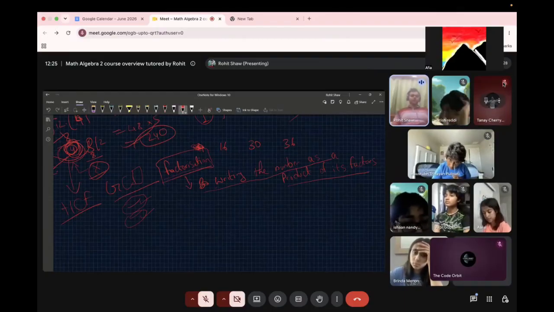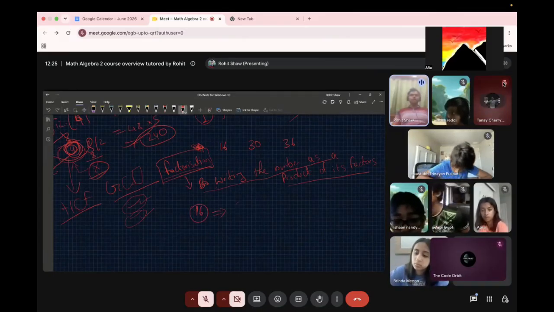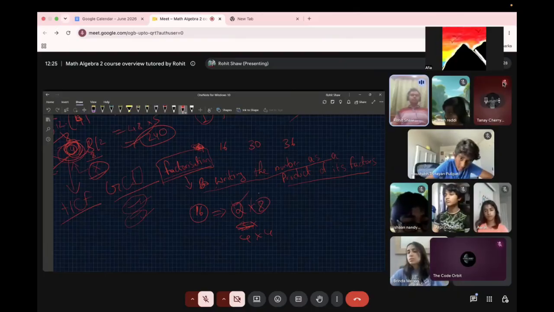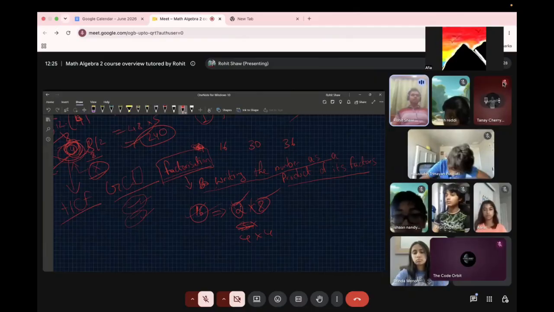So if I say 16, how to write 16? I can write 2 into 8, or 4 into 4. 2 and 4 are factors of 16, right? And it is in multiplication. So I'm writing the number as a product of its factors. So this is called factorization.